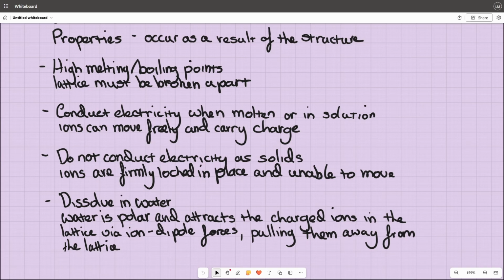And so the first one is a high melting and boiling point, because the lattice must be broken apart. Every bond in the lattice must be broken apart. And as I said before, these electrostatic forces are very strong, and so it takes a lot of energy to overcome this.